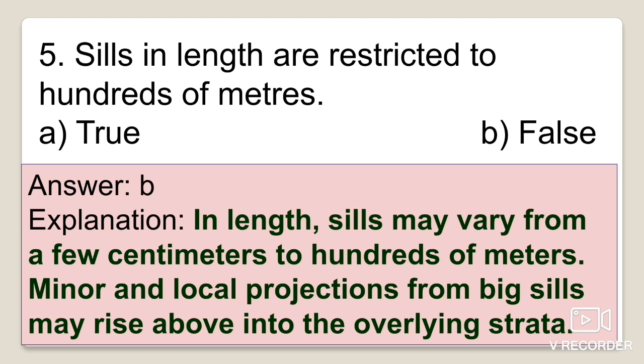Sills vary in thickness from a few centimeters to a few hundred meters, but they are always thin as compared to their length along the beds. And that's the same as given here. In length the sills may vary from a few centimeters to hundreds of meters, and minor as well as local projections from big sills may rise above into the overlying strata. So the statement that sills in length are restricted to hundreds of meters only is wrong.